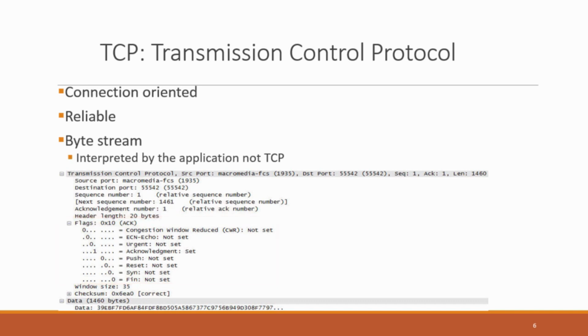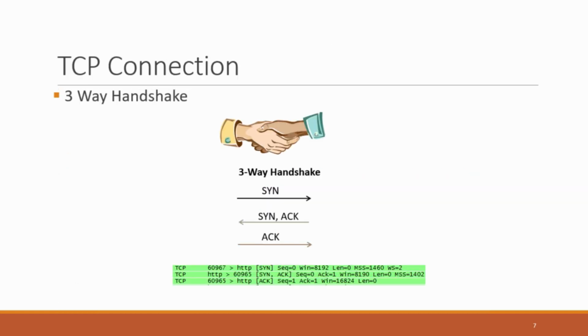By understanding these flags, you can identify what's taking place in the network, both from a standpoint of normal traffic and abnormal traffic. This slide shows the connection for each TCP communication, and that is what we call the 3-way handshake. And this is shown here both in the diagram and also in the image from the packet capture in Wireshark. It's a SYN, SYN-ACK, followed by an ACK.